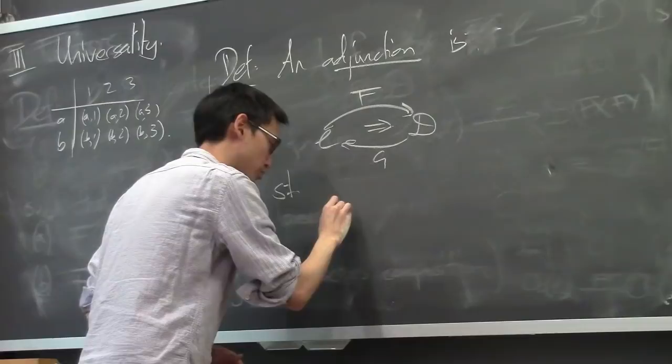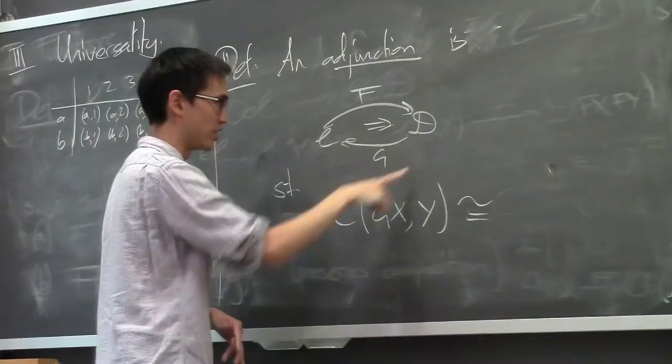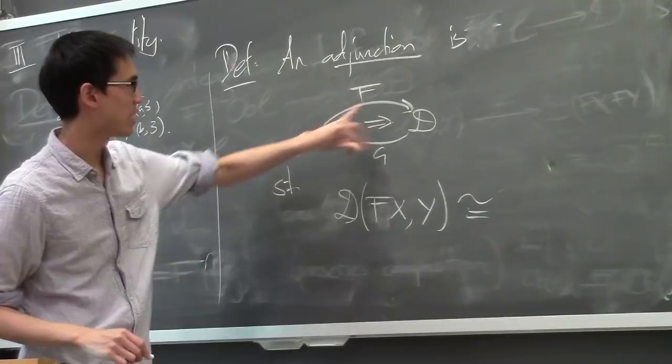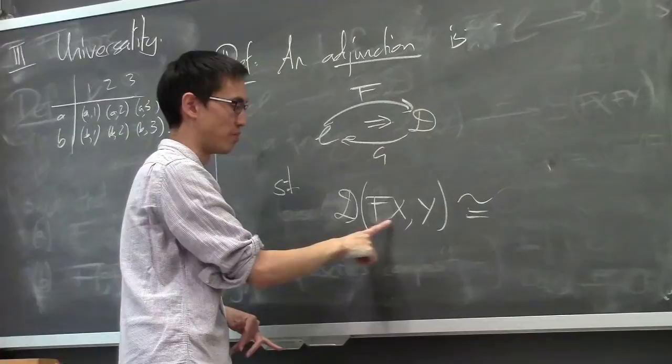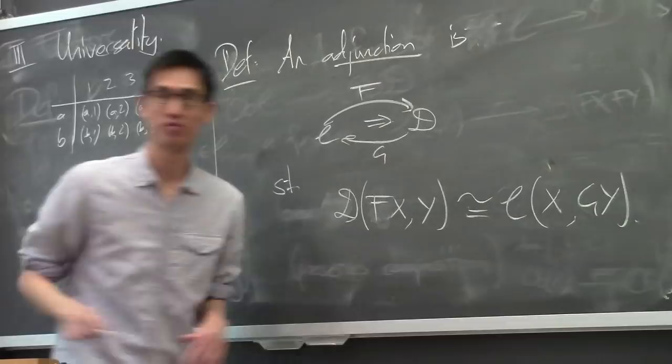So if we pick an object X of C and map it into D according to F, that's here, and the morphisms from the image to some other object Y in D are in bijection with the morphisms from X to the image of Y.